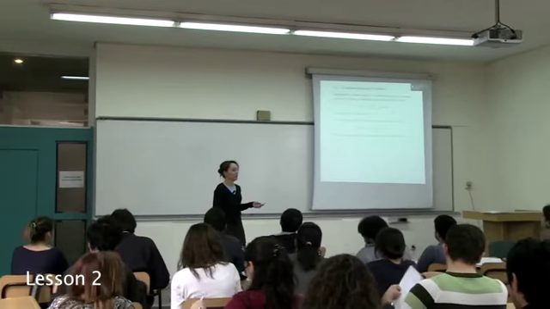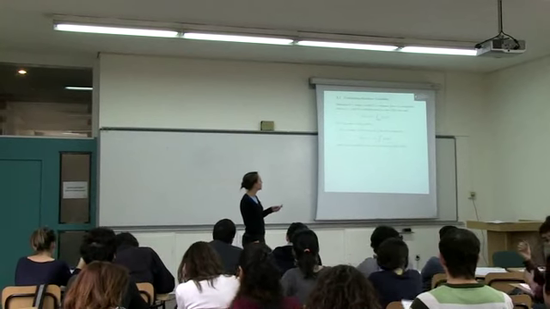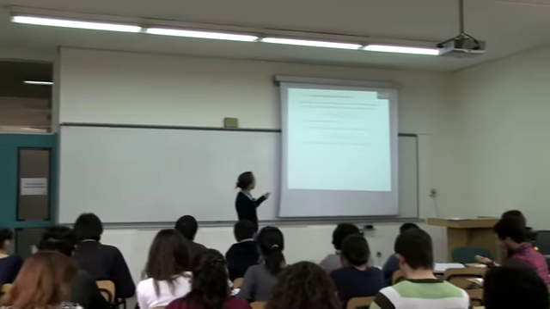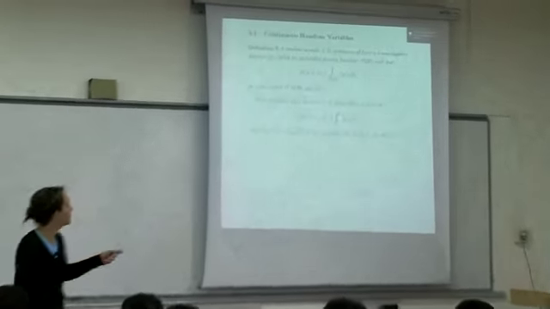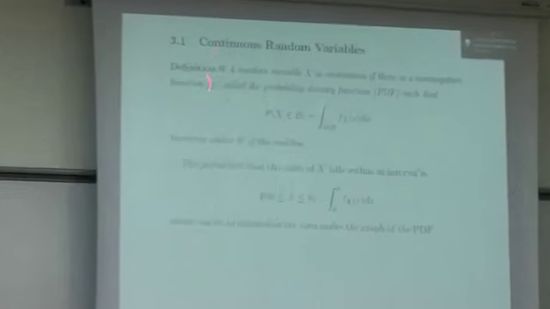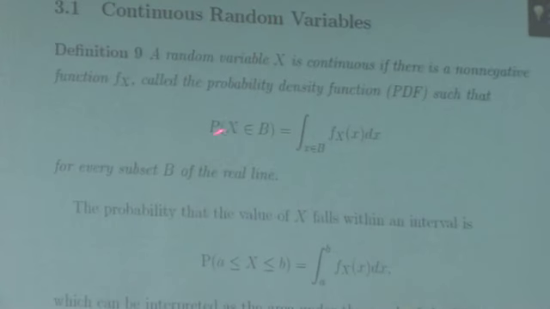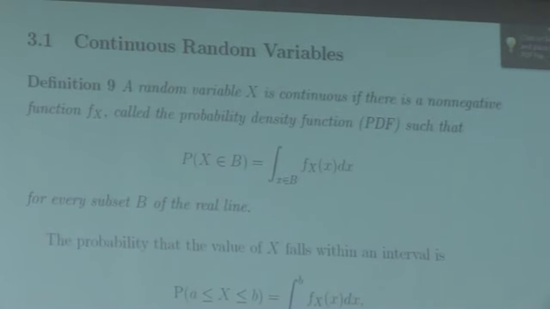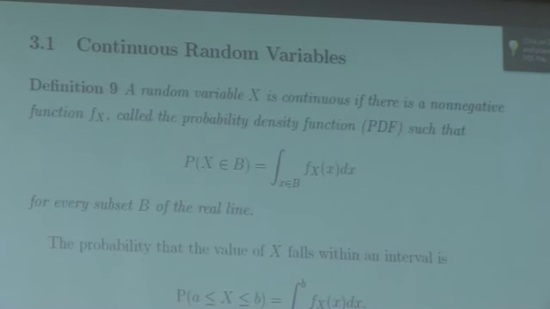We defined the concept of a probability density function for continuous random variables. Let's quickly go over that. A random variable x is continuous if and only if there's a non-negative function, fx of x, called the probability density function, such that you can find the probability that x takes values in a region B by integrating over B the density function.